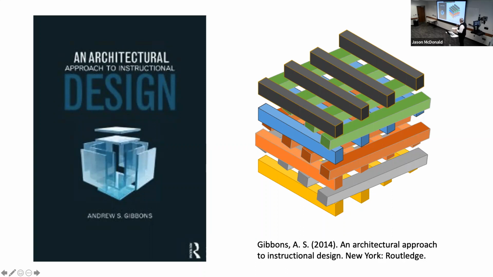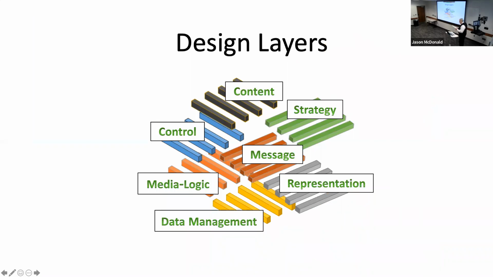So this is the book, and these railroad ties, what look like railroad ties. And it turns out that the railroad ties is what we're going to talk about. Each set of ties represents a structural layer of a generic instructional design. There is such a thing as a generic instructional design.